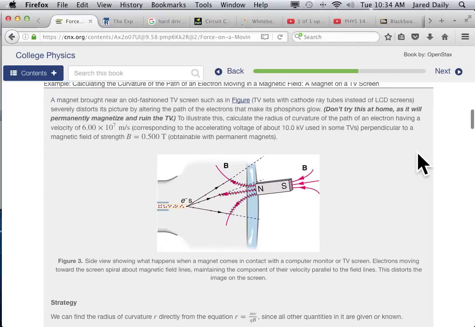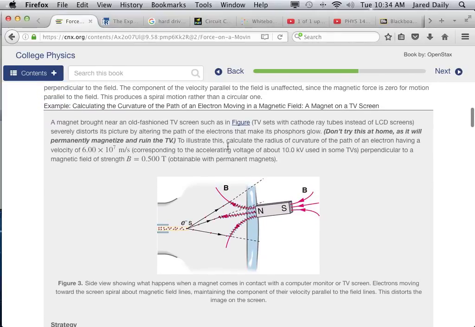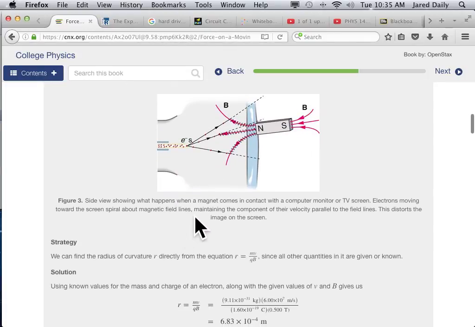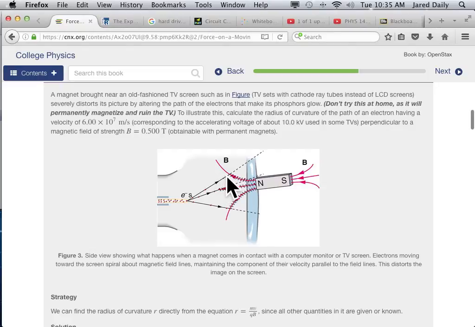But anyway, what they've done here is we've got these electrons that are moving along at 6 times 10 to the 7 meters per second, and they're perpendicular to a magnetic field that has a strength of 0.5 Tesla that you've put next to it here. And you can see that these electrons, instead of following their original paths, the dotted lines, actually start to follow along these paths in little coiling circles, right? They go in these little helical circles.